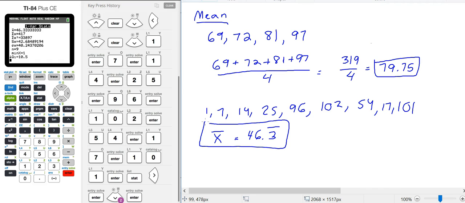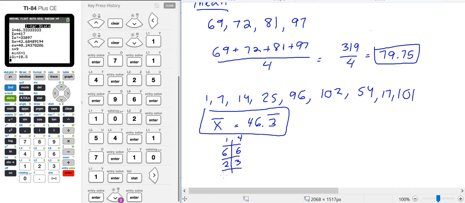Let's say you had data, let's say you had a 1 in your data set 4 times. Let's say you had a 6 and you had 6 in your data set 6 times. Let's say you had a 2 and you had that 3 times, and you had an 8 and you had that 4 times. Either you could, let's say you wanted to do this on your calculator, not by hand.